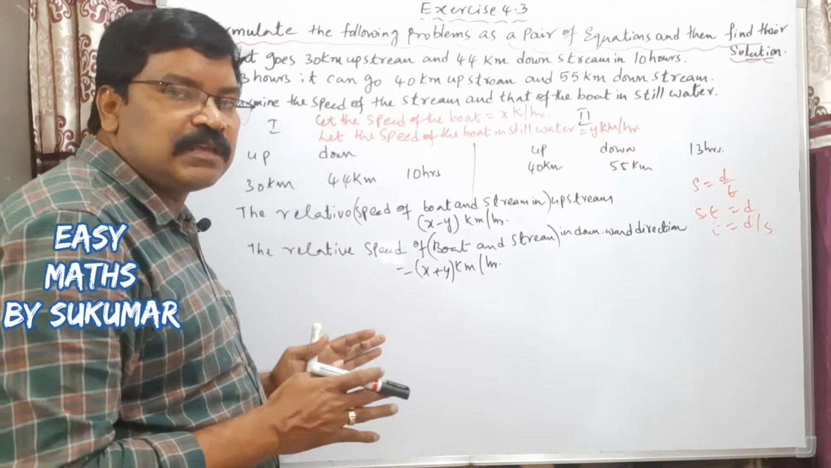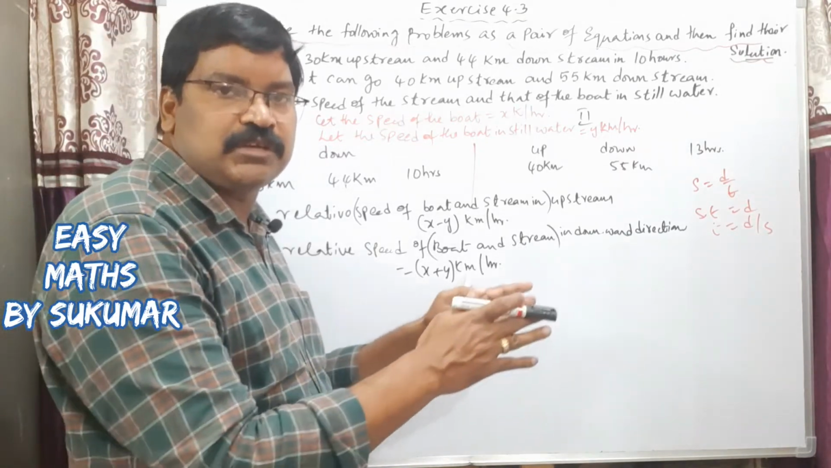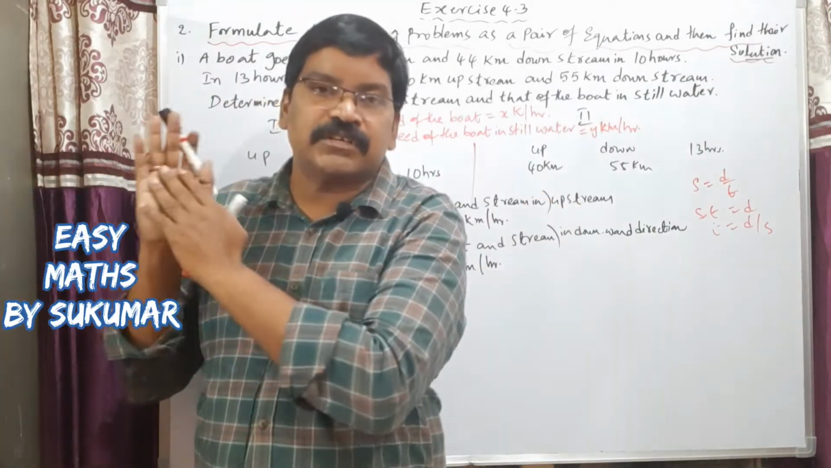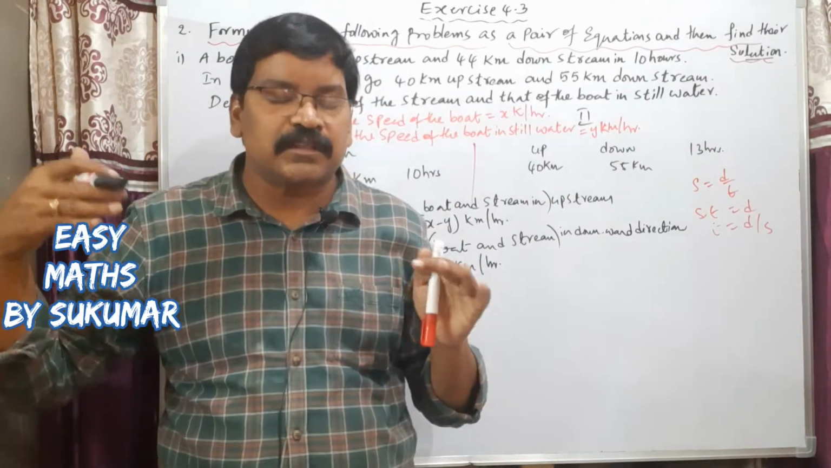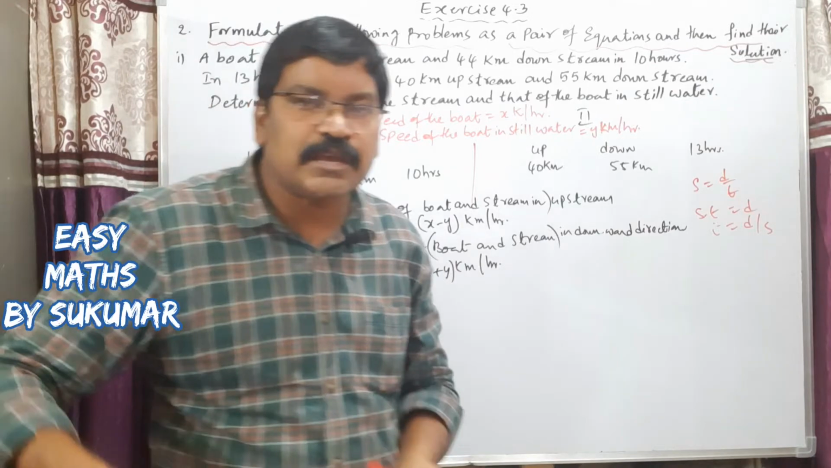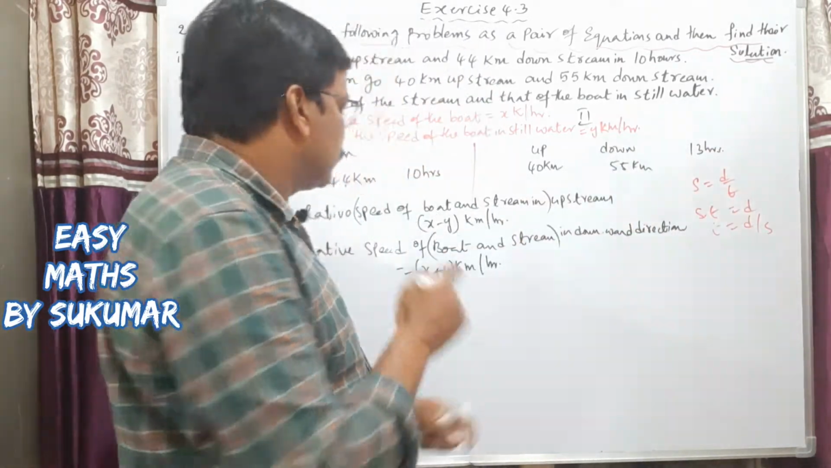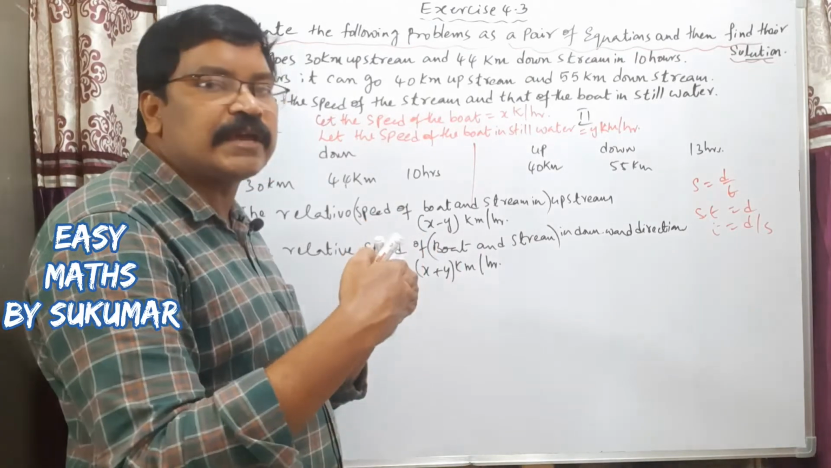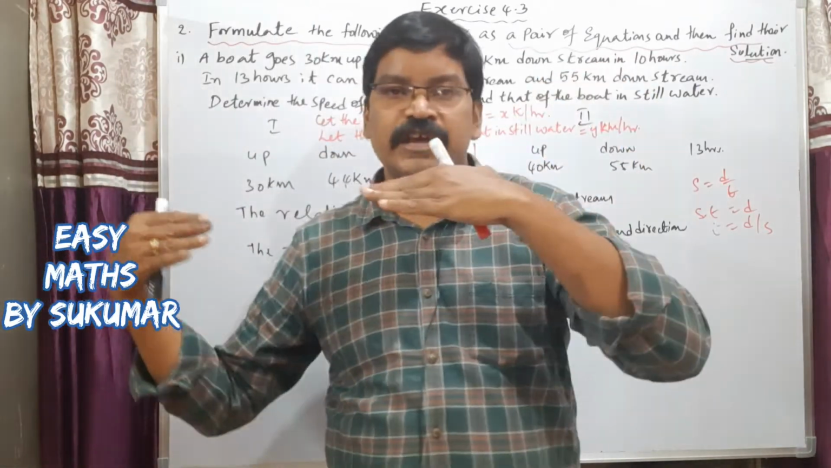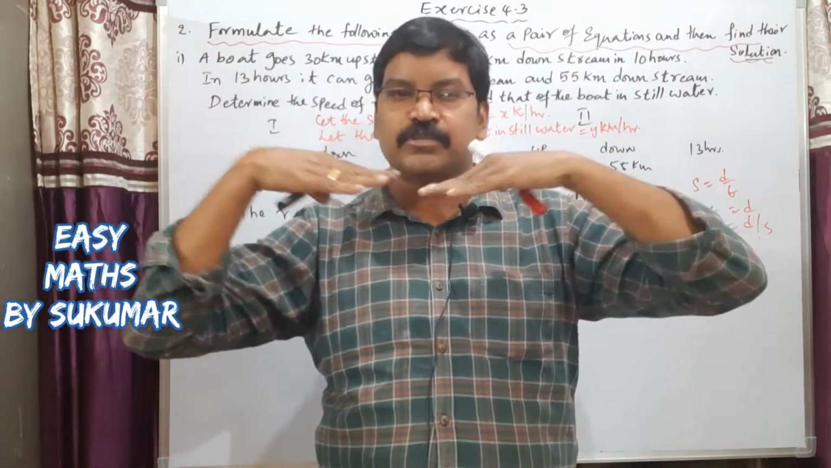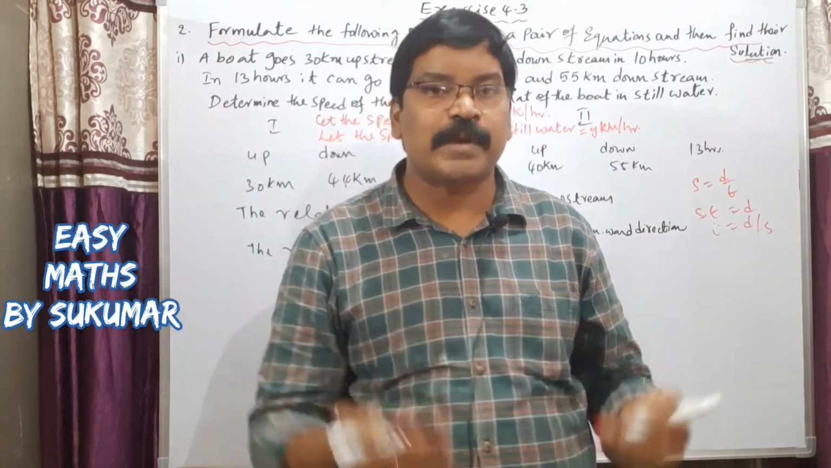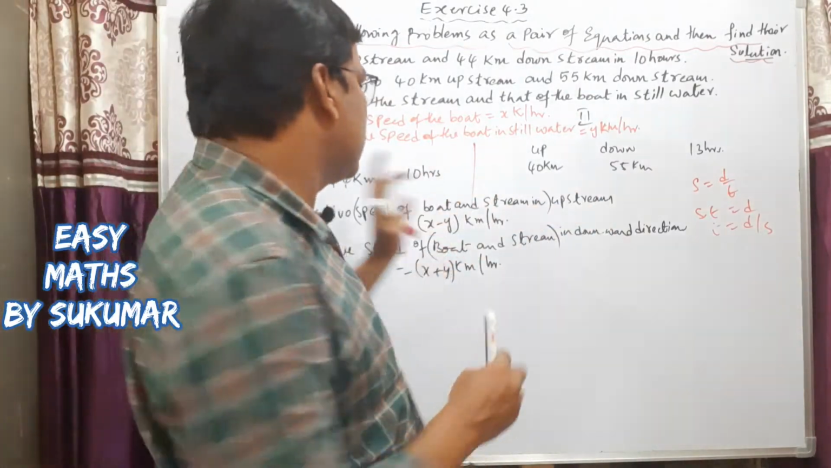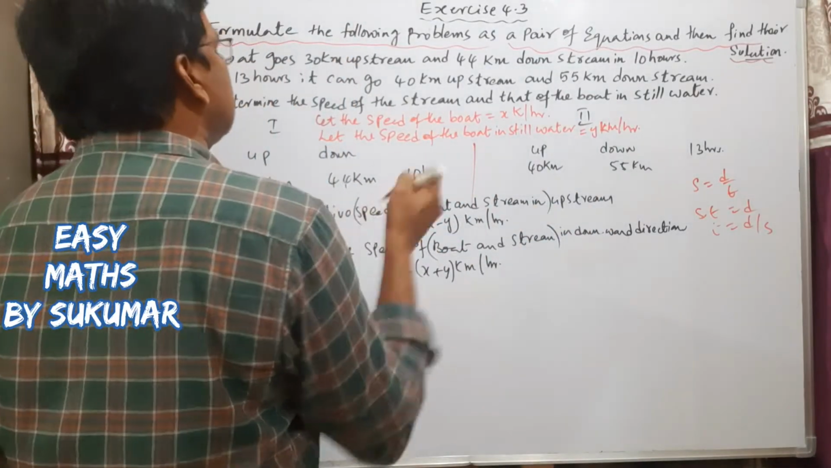When they are in the same direction, that means the downward direction, the water and the boat move in the same direction, so the relative speed is x plus y. If they are in the opposite direction, if the stream is in this direction and the boat is in this direction, the relative speed is x minus y kilometer per hour. Now my dear students, here this combination is given in time.